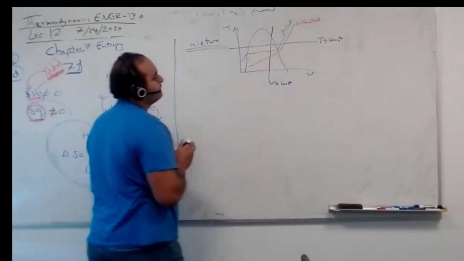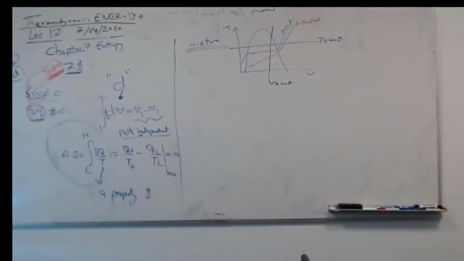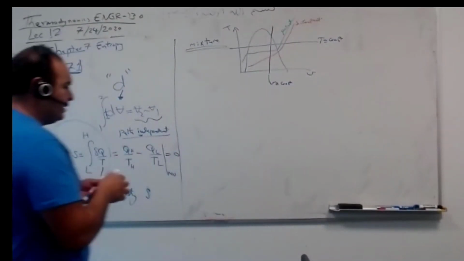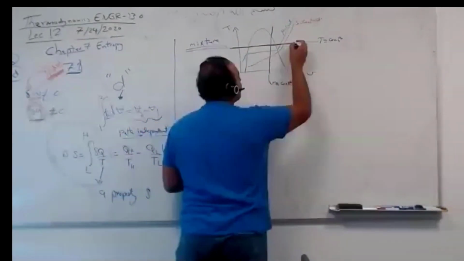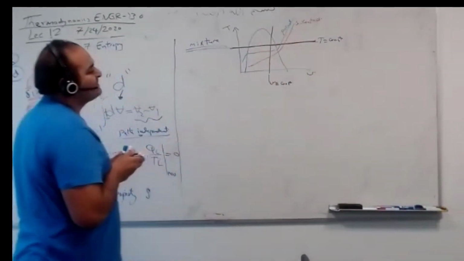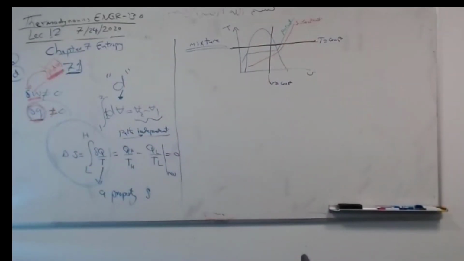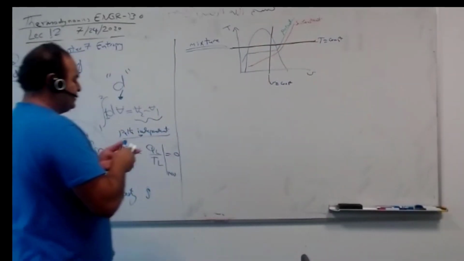For example, the green line is the constant pressure line. The black one is the constant temperature line. The vertical one is constant specific volume. So there is something called entropy, like this.